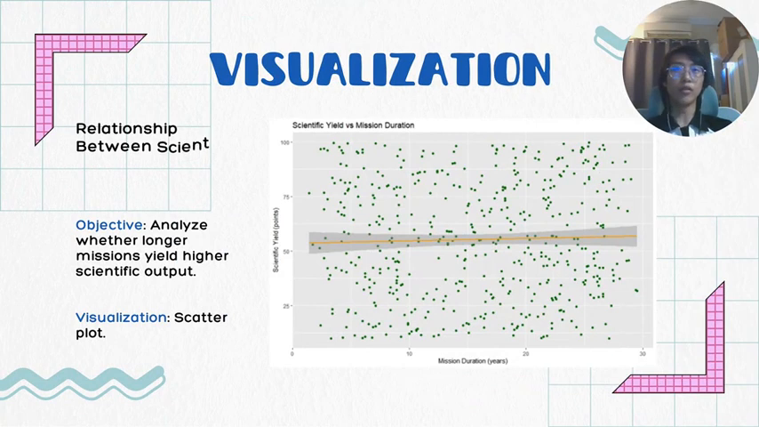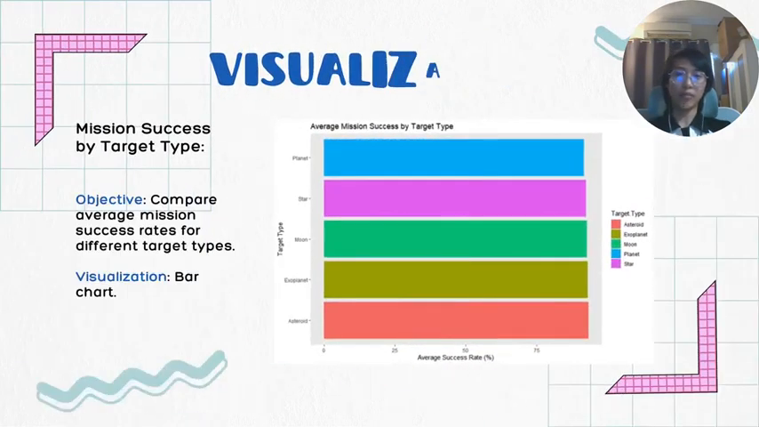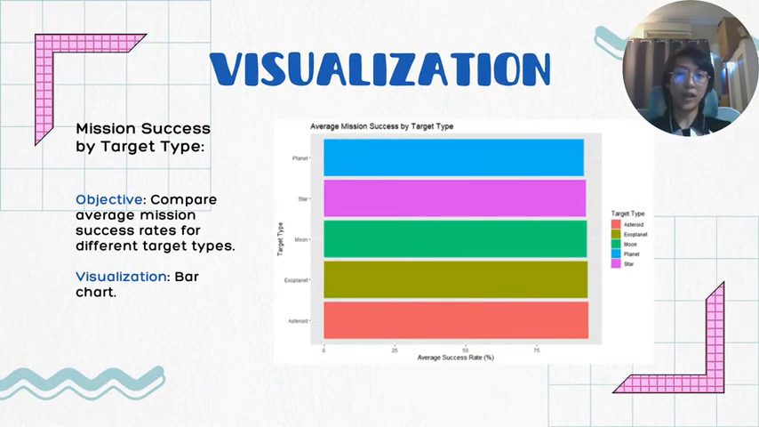Here, it is about scientific yield versus mission duration. The scatter plots show that longer missions tend to produce higher scientific yield. And now finally, it's about mission success by target types. Here, a bar chart revealed that certain target types, like asteroids, have higher average mission success rates.